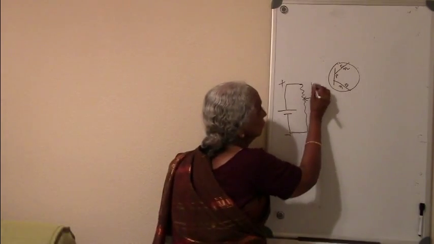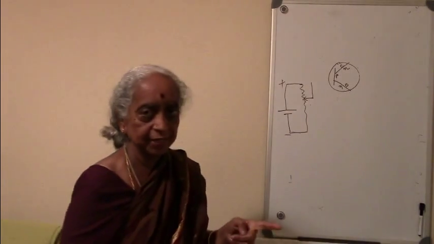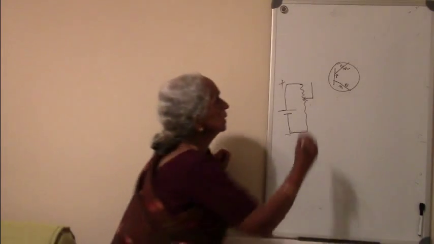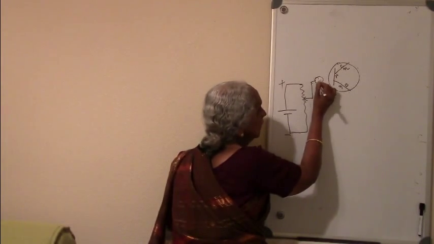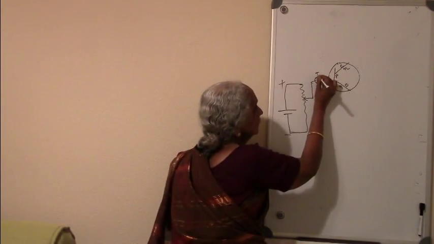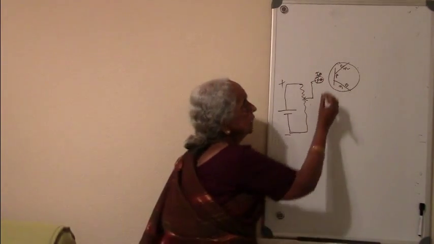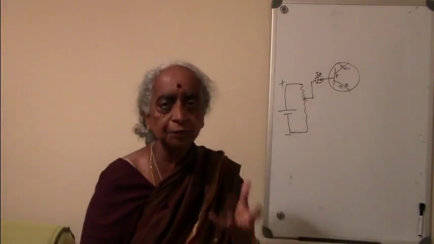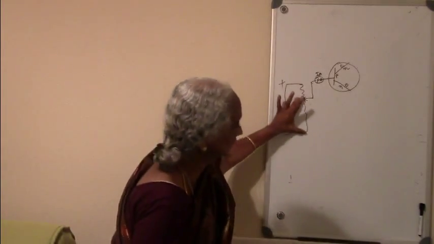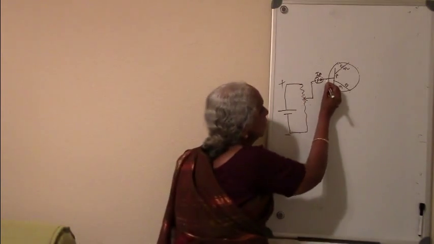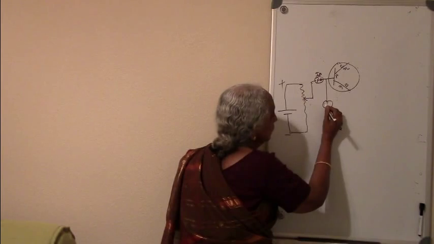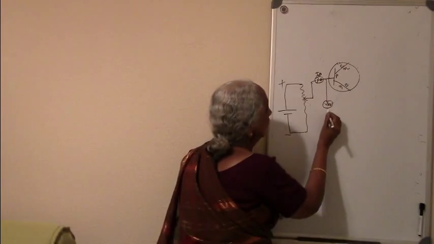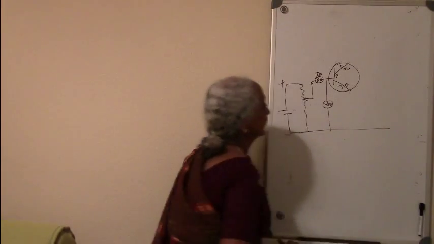Now this has to go to the base. Before it goes to the base, it has to go via some instrument which can measure my IB. So I will put my microammeter here, which is good enough to measure my IB. And the other end will go to the base as required. I also require a voltmeter to measure the voltage that may appear across this. So I introduce a voltmeter here, which will measure VBE, base to emitter voltage. And this will be connected like this.